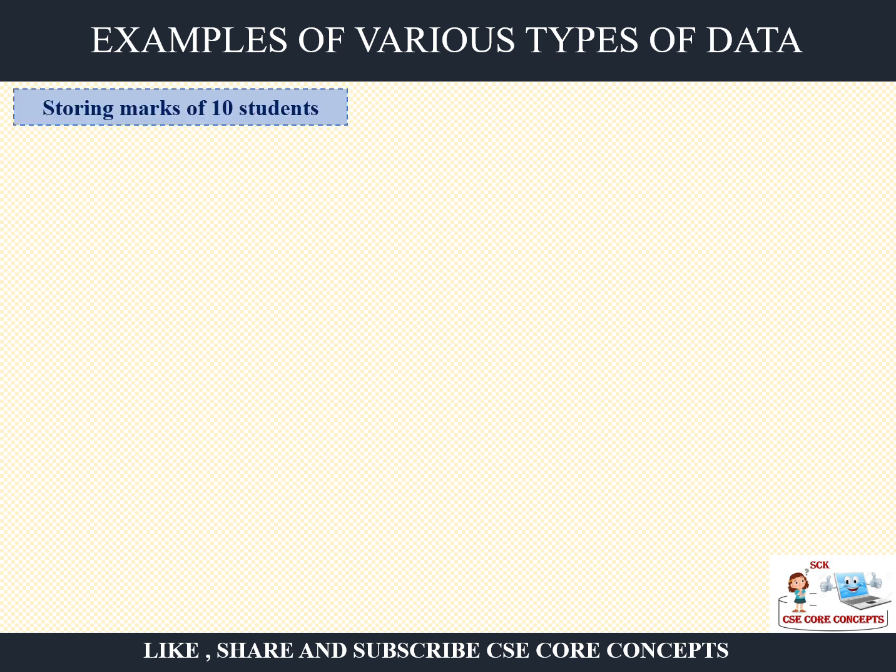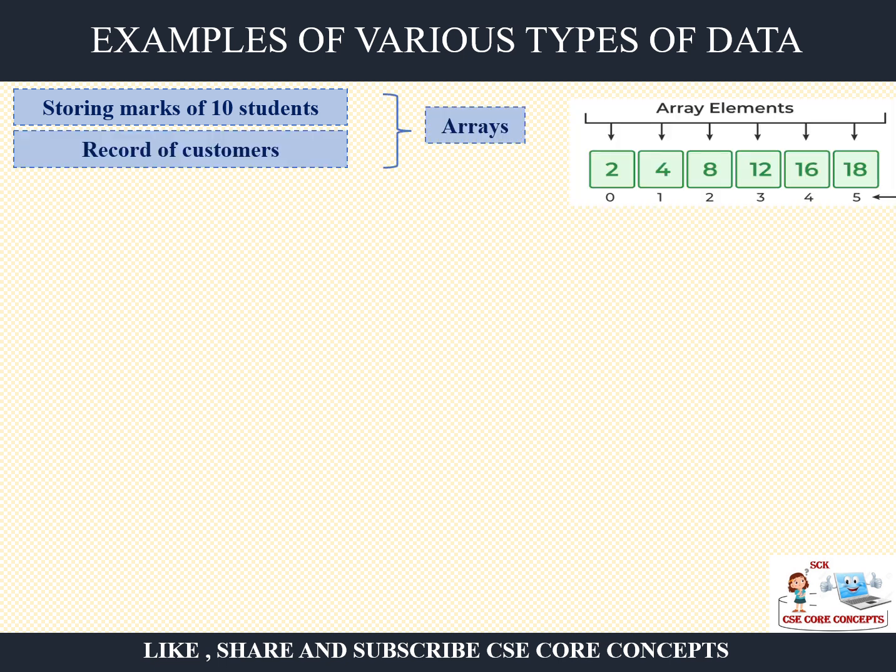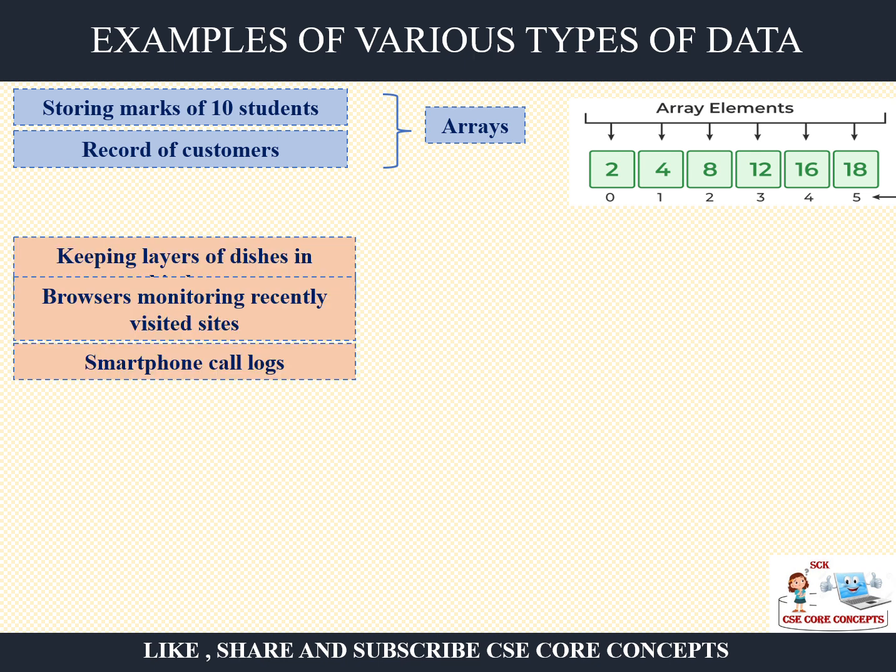Let us say, for example, I want to store the marks of 10 students, or the records of the customers who are coming to my shop. I want to store their phone number, address, etc. So it is just a sequential arrangement that I want to store. One after the other, I will simply store them, maybe in ascending order or descending order. That does not matter. So the simplest type of data structure which I can use for it is arrays.